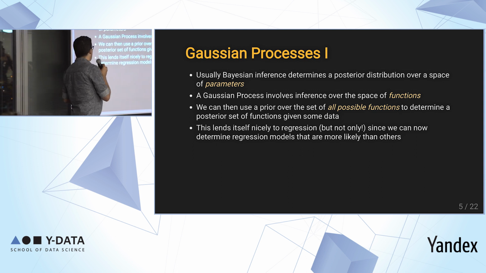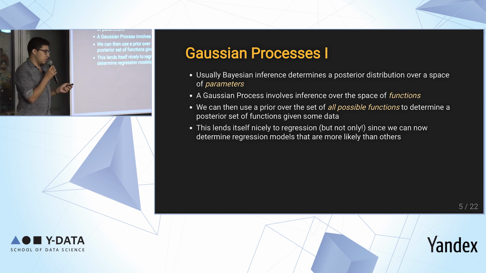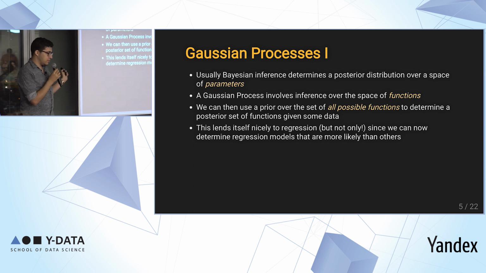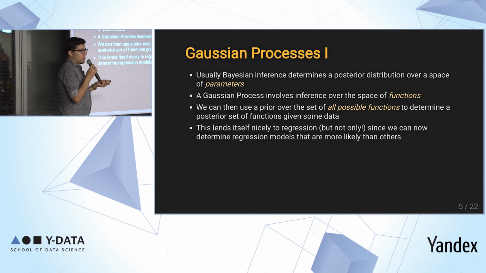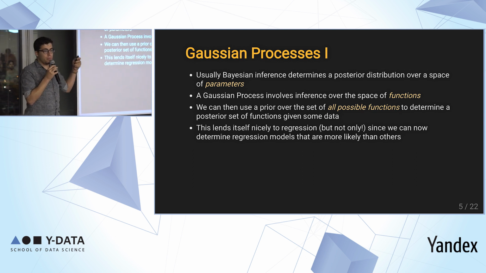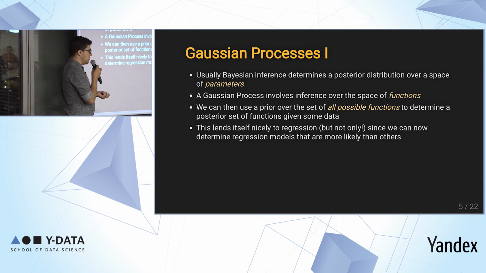Okay. So this lends itself really nicely to regression, not only to regression, and you can look up afterwards different models that are used for it, but regression is really nice because what we're looking for is a function, and this gives us the probability of a function being the right function. And of course, we can just choose the most probable function, and that's the function we want to use.